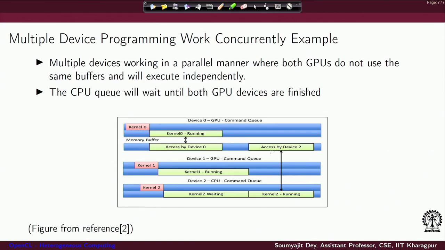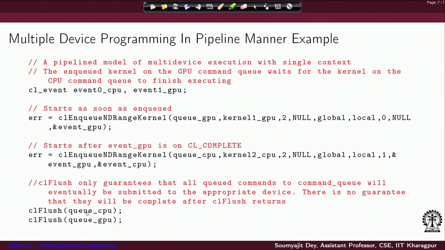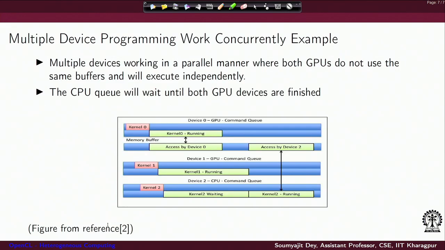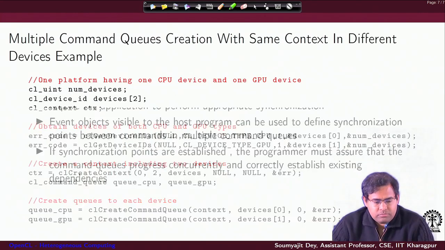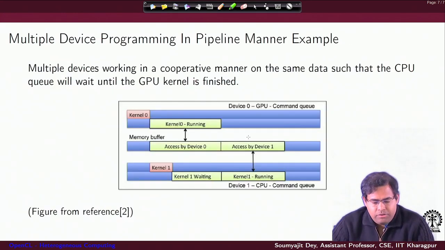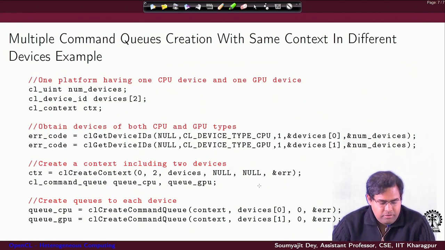So, this was our example, a program through which we are setting up two queues, one for the CPU and one for the GPU, and we are trying to have this kind of behavior: the kernel running on the GPU device produces some output, and that output is going to be used by the kernel running on the CPU device, right?